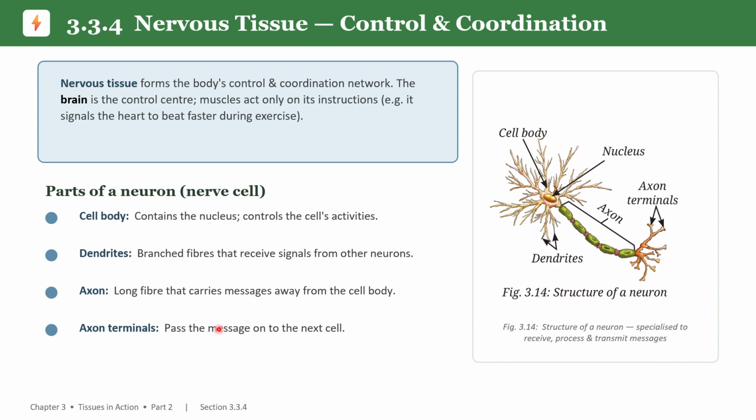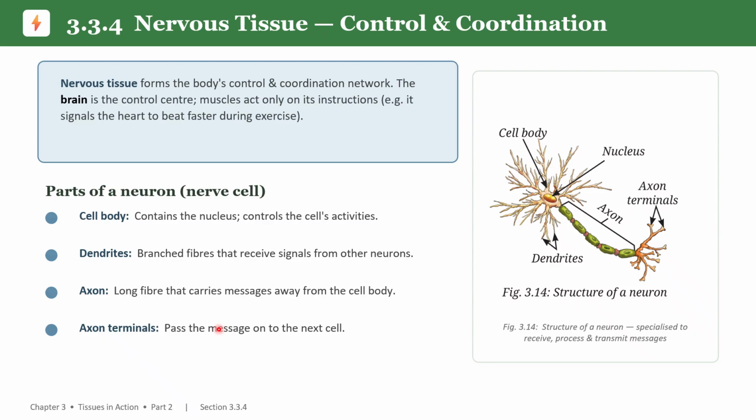So, next we are going to see nervous tissue. Imagine the human body as a large company. Who gives instructions? Can you tell? The manager, right? So in our body, the brain is the manager, because the brain is a control center, and it controls every activity. So nervous tissue forms the communication network.